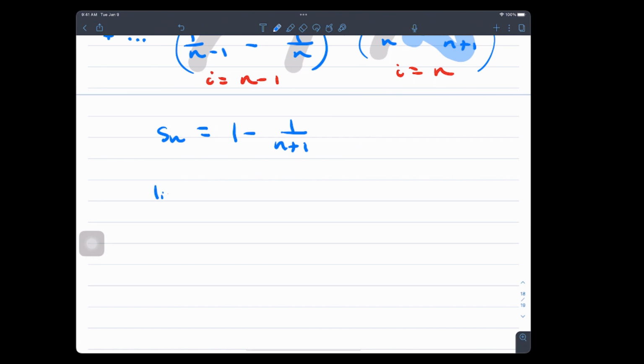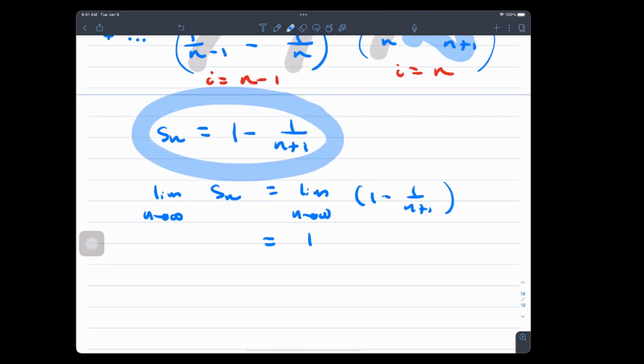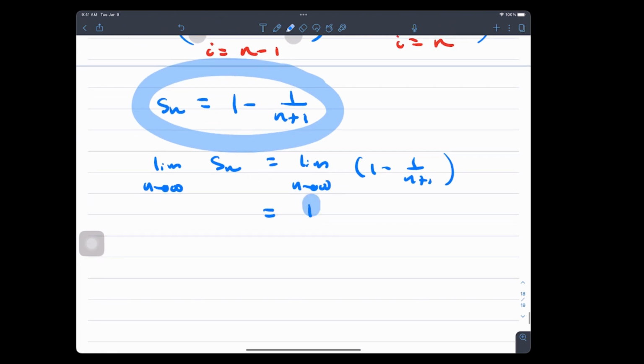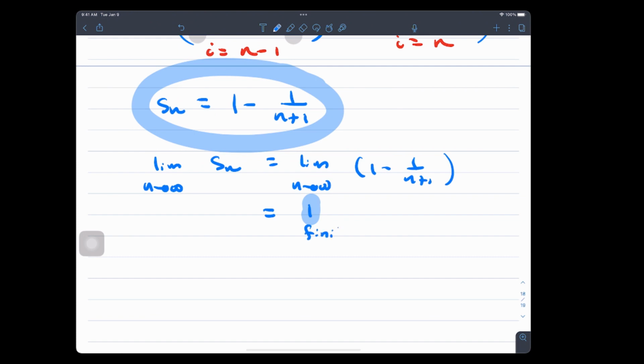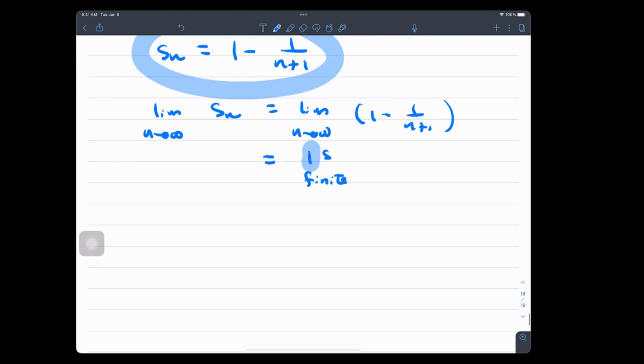I can now take the limit of Sn as n goes to infinity. That limit, ladies and gentlemen, is 1 minus 1 over n plus 1. Do you guys know what that limit is? It's 1. We get a very nice closed form for the sequence of partial sums here. And now that limit is 1. That's a finite value. Isn't that finite? That's the S value.